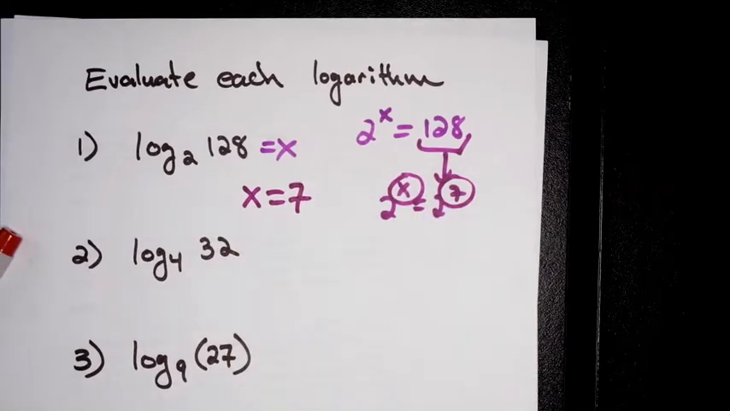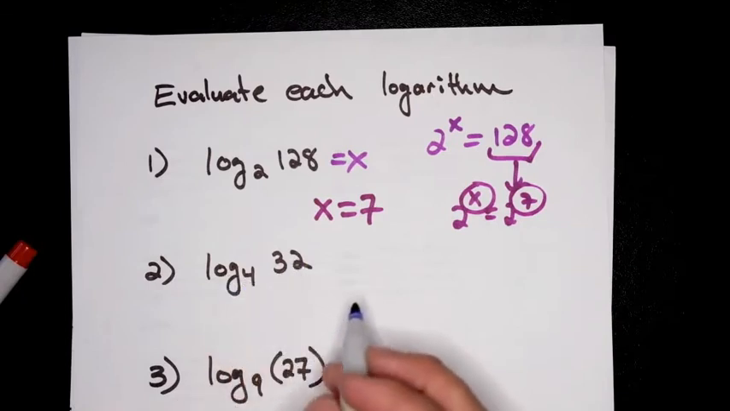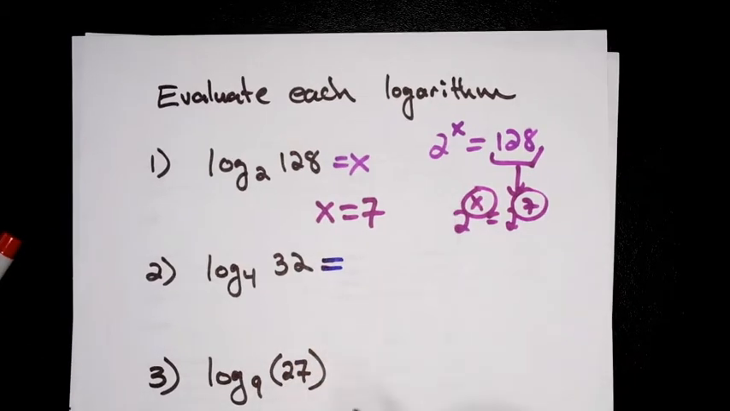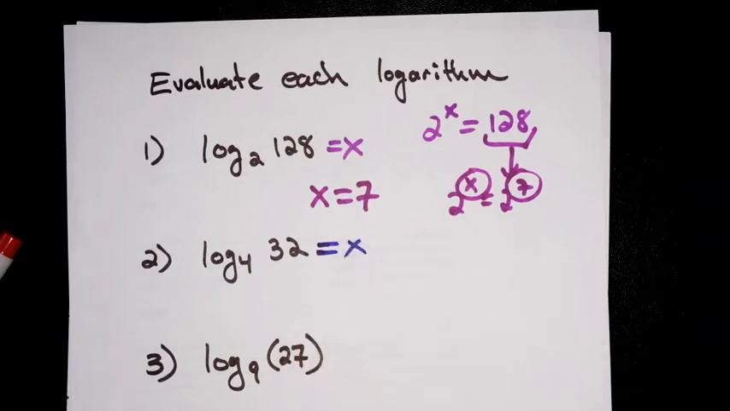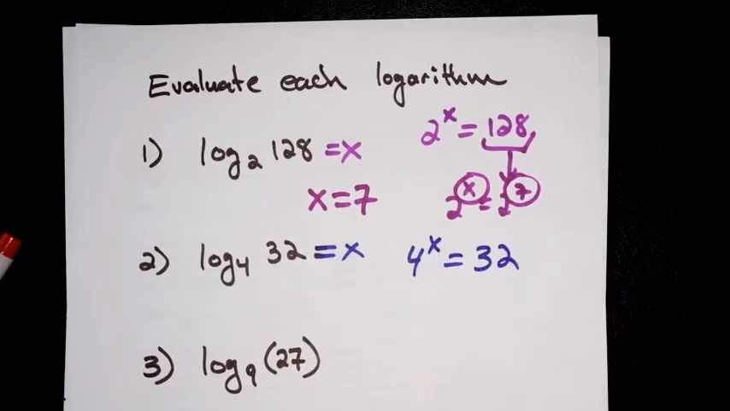All right, let's take a look at this one. This is the log base 4 of 32. Once again, we can write this as equal to x. I'm going to switch pen colors so these don't run into one another, the last problem in this one. So this equals x. So 4 to the x is equal to 32.